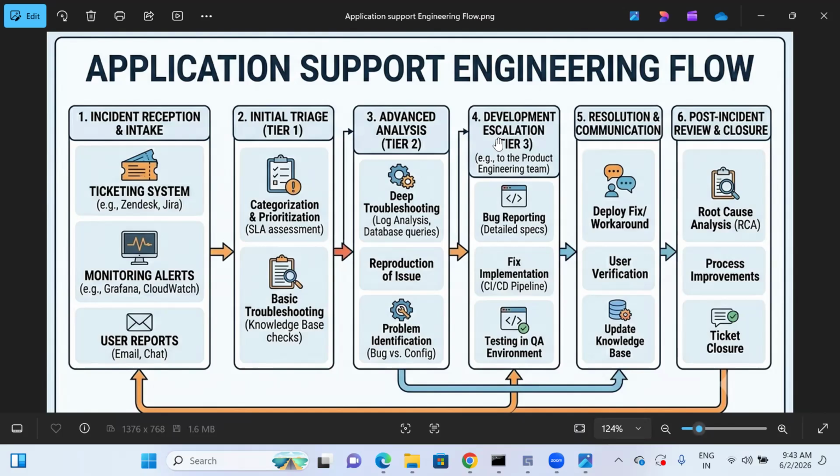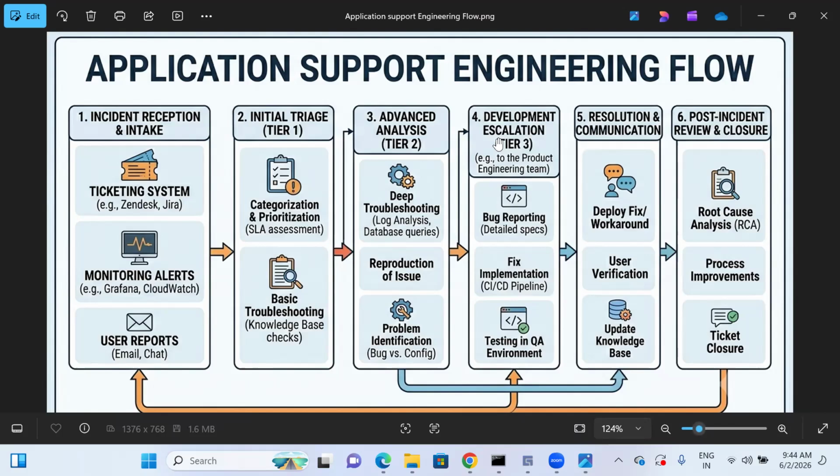The next phase is development and escalation, where complex issues require code-level changes or escalation to product engineering teams. This involves reporting the bug with detailed specifications, implementing fixes through CI/CD pipelines, and verifying any fixes in a quality assurance environment. Everything will be involved in it.